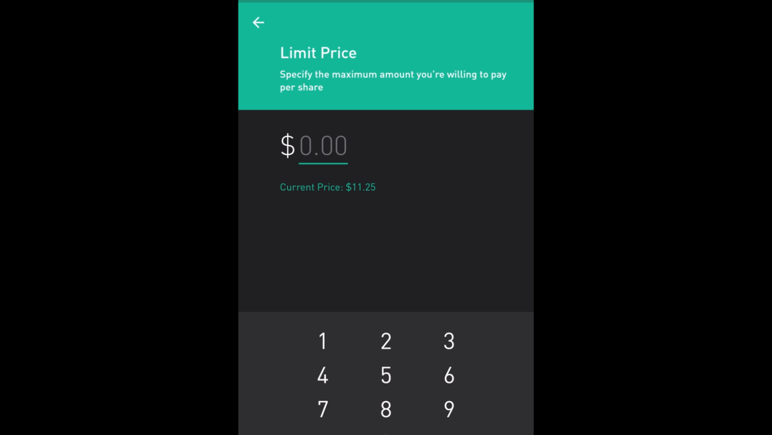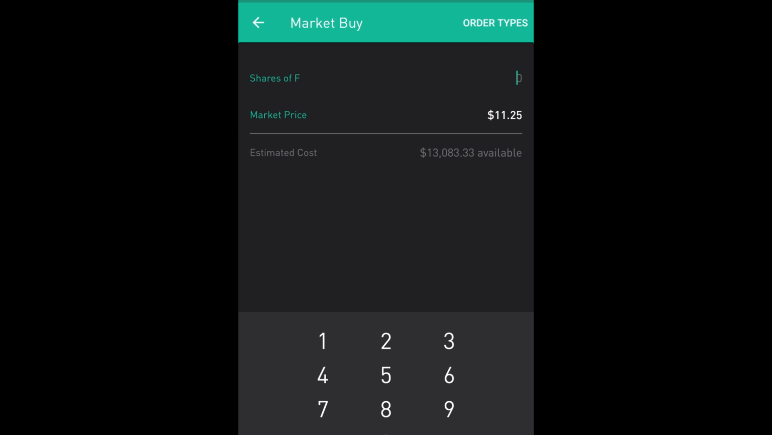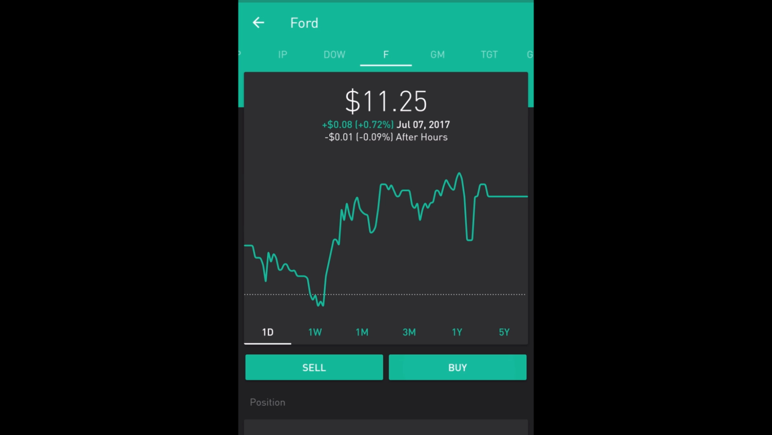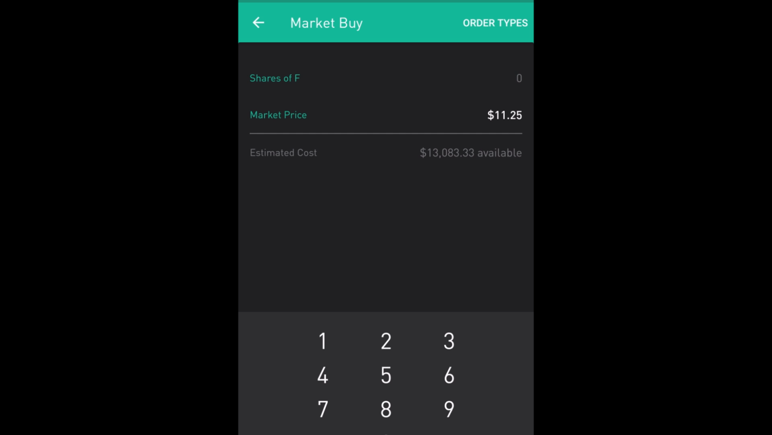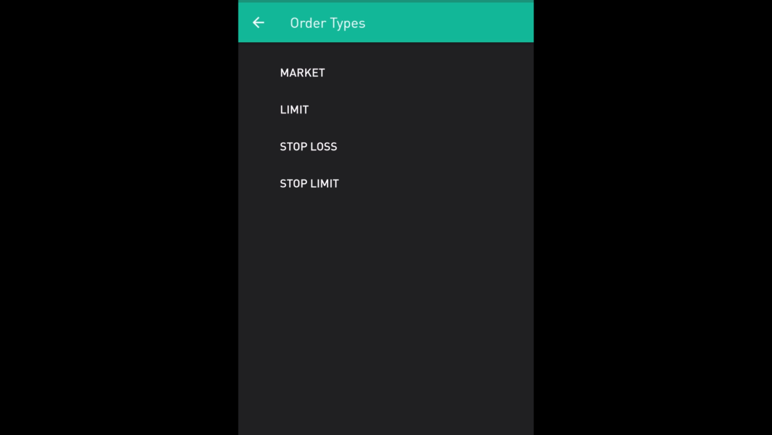I think a limit order should be the default. Unfortunately, Robinhood's default method is the market order. So 4 different ways of buying a stock. Again, you click on buy. You click in the upper right-hand corner for order types. Once you click on that, you see that there's a market, limit, stop loss, and stop limit. But again, those aren't labeled correctly.